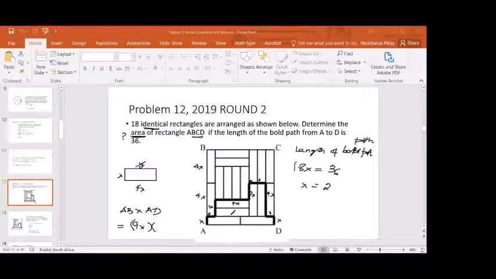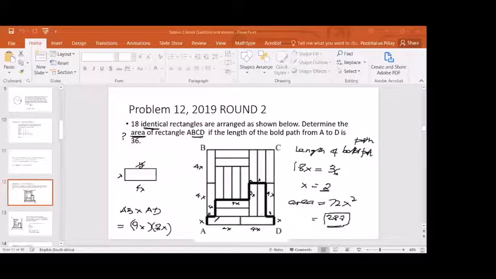And AD, well, this is 4x. And this is also 4x. But this time you have 8x. So AB times AD is 9x times 8x. So the area is 9 times 8 is 72. x times x is x squared. But we know what x is. x is 2. 2 squared is 4. So it's 72 times 4. And that is 288. So that's the answer. The area of the rectangle is 288.